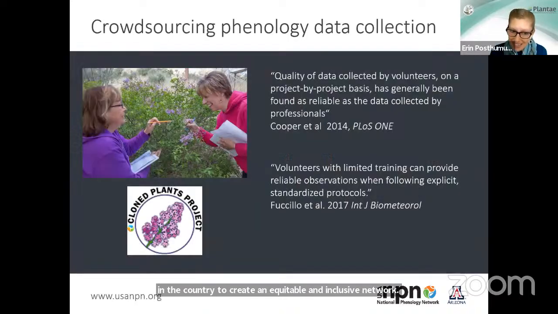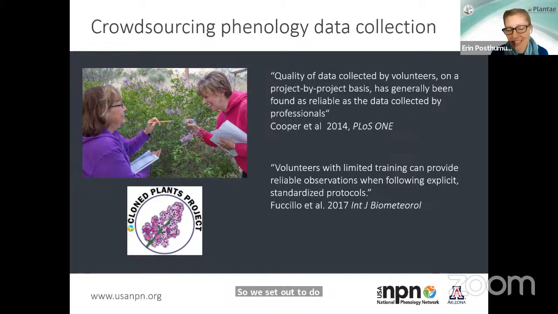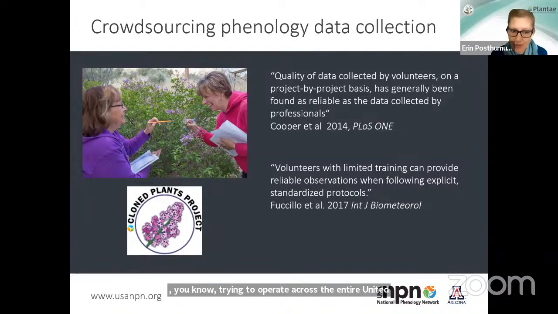So we set out to do this data collection, realizing that trying to operate across the entire United States would be very difficult. So we really have leveraged the power of what people call citizen science or community science, people all across the country that are able to collect this information about seasonal cycles in their own backyards to contribute to this national effort. The roots of our program are based in what's called the Cloned Plants Project.